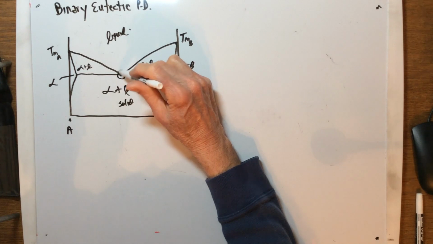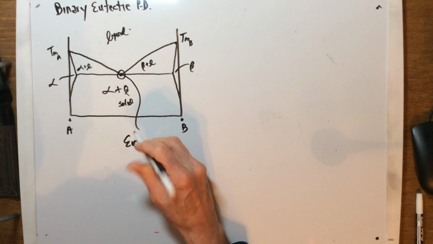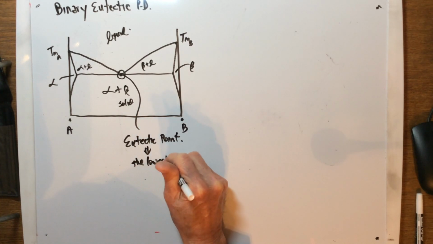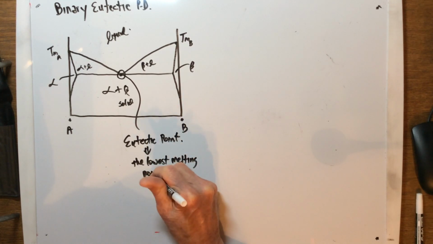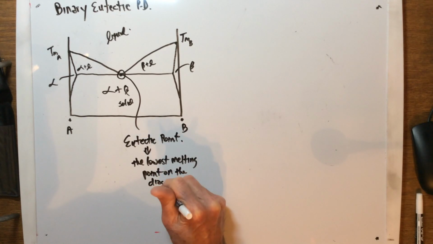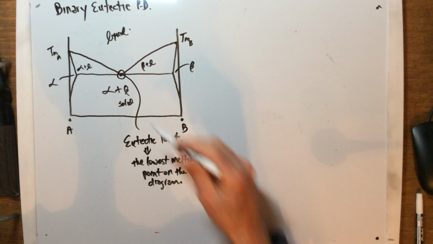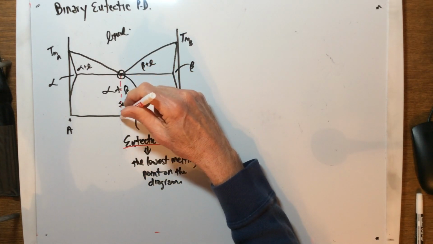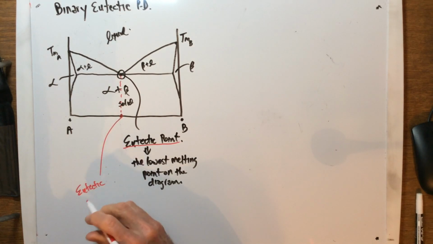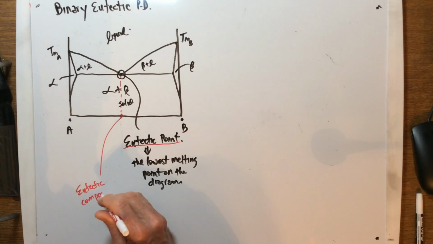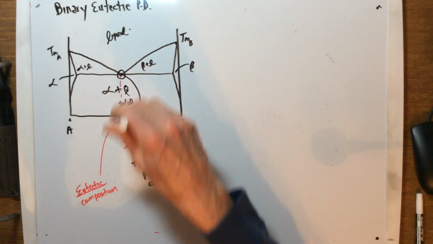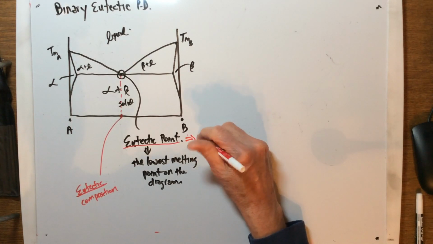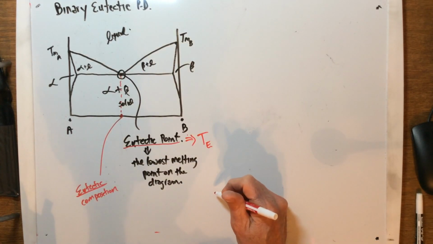Now, this is a very unique point. This is referred to as the eutectic point, which represents the lowest melting point on the diagram. Lowest melting point on the diagram is the eutectic point. And then, of course, if this is the eutectic point, we also have a eutectic composition, whatever it might be. Okay, so we have the eutectic point, we have the eutectic composition, and at this eutectic point we'll also recognize the eutectic temperature, or temperature eutectic, okay, whatever that might be.